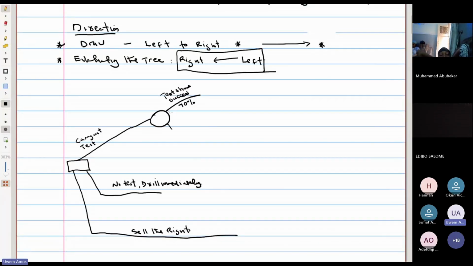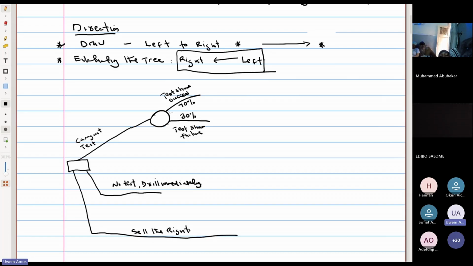There's also the probability that our test would be a failure. I want to draw that line so that I don't get too clouded. So I'm going to push this one a little bit down. It's also the probability that our test would be a failure. And what is the probability of that happening? 30%.